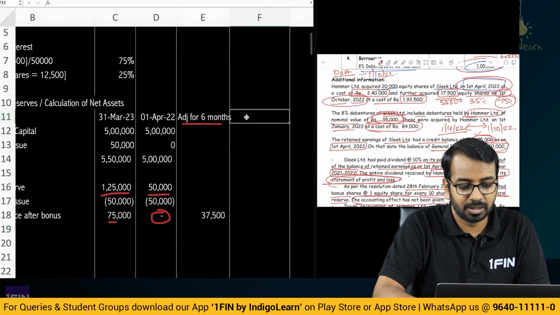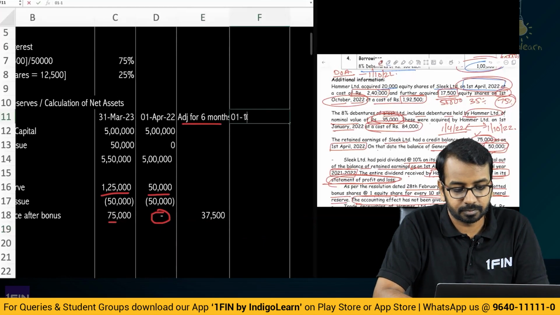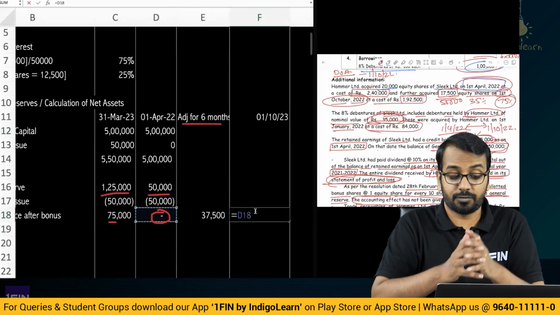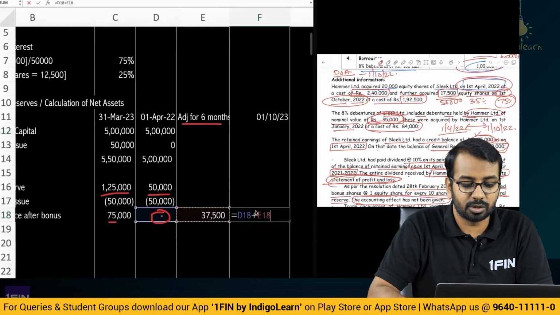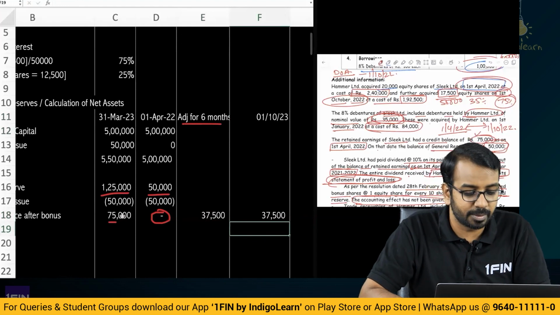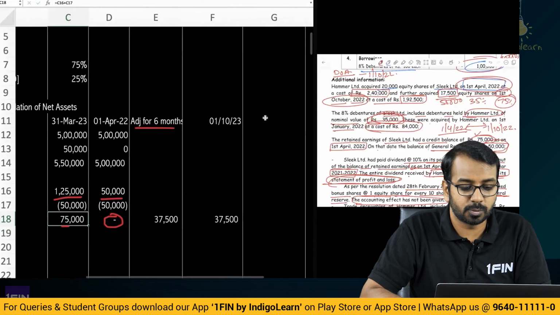So what is the balance on 1st of October? On 1st of October of 23, it is opening balance as on 1st of April 0 plus 37,500, we get 37,500 on 1st of October. Closing balance is 75,000. So what is post acquisition?